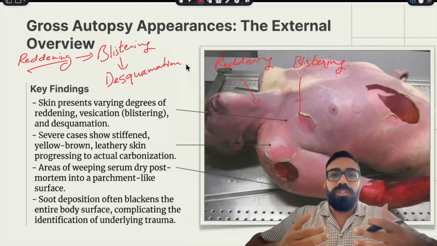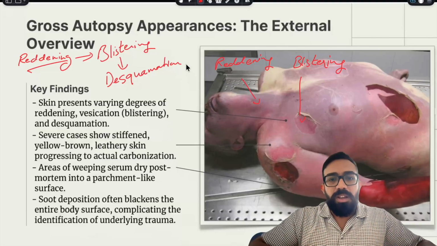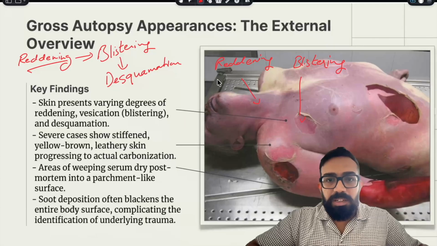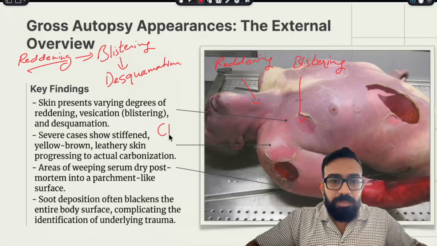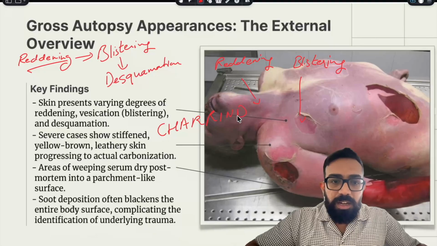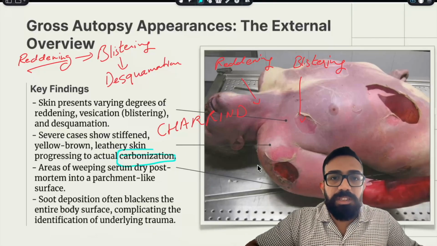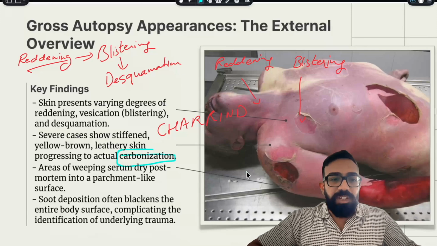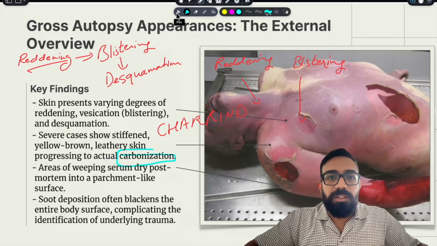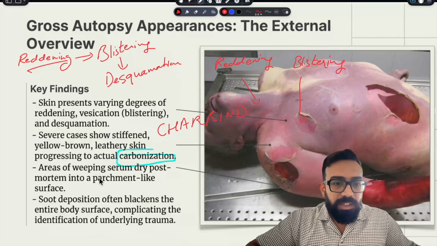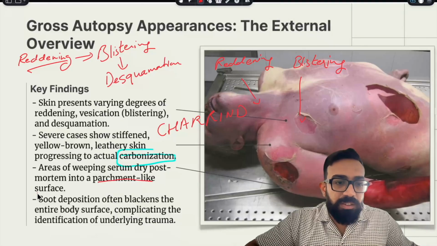If you go more severe, with more heat applied, in some cases there may be complete charring of the dead body. Complete charring and complete carbonization of the dead body will be there in the most severe cases. Then there can be a parchment-like appearance on the surface.